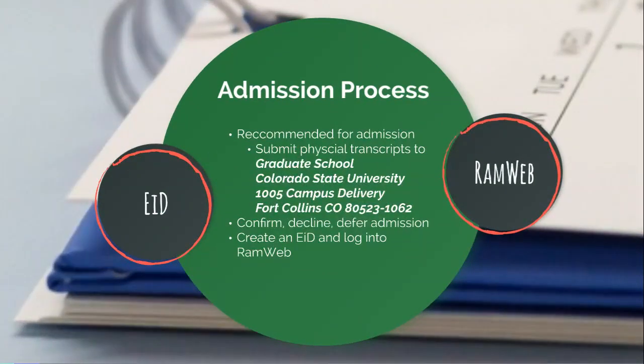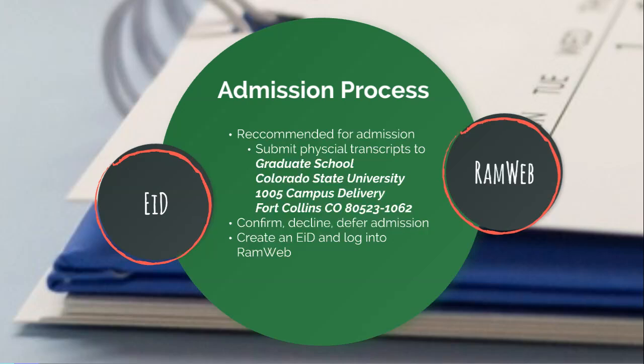So if you're watching this, you may have already been admitted to the program. Congratulations. When it comes to admission, you apply for admission. It gets reviewed by a committee in the computer science program, and then you are either recommended for admission or your application is declined. Again, assuming that you're here, you've been recommended for admission.